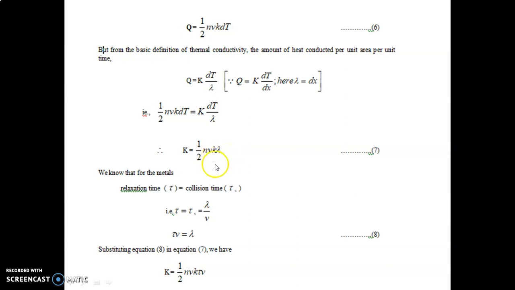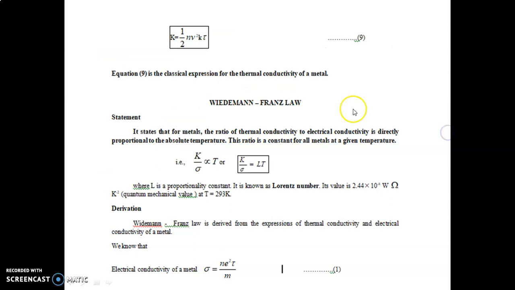So now what equation are we finally getting? K equal to half into n v small k tau into v. So finally, capital K equal to half into n v square small k tau, where n is the number of electrons, v is the velocity of electron, small k is the Boltzmann constant, and tau is the collision time. This is the final expression for thermal conductivity of metal.